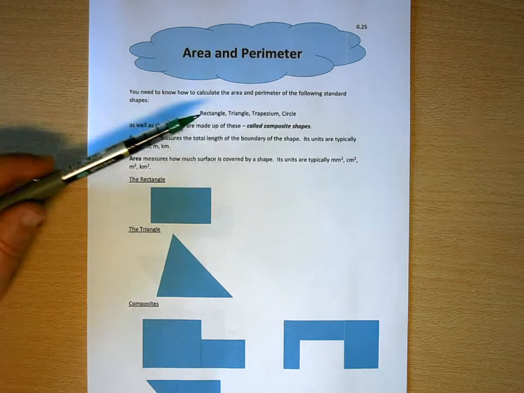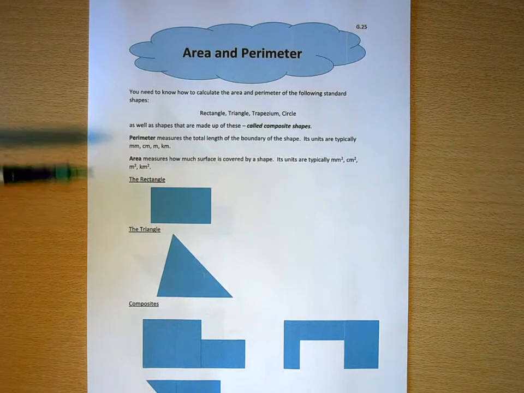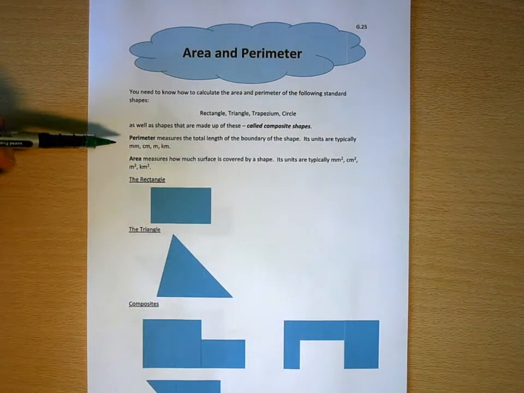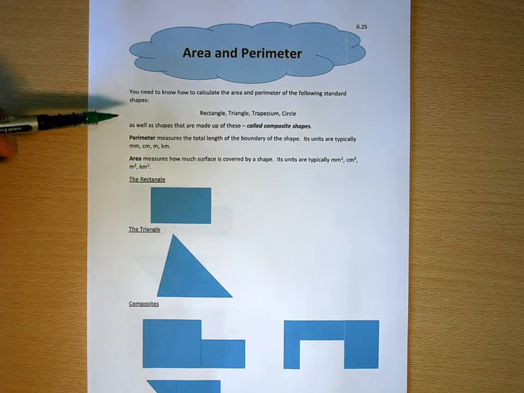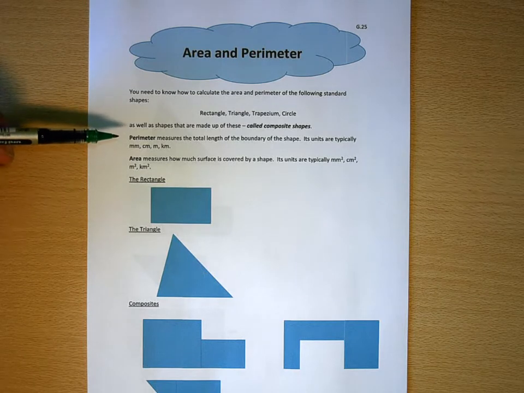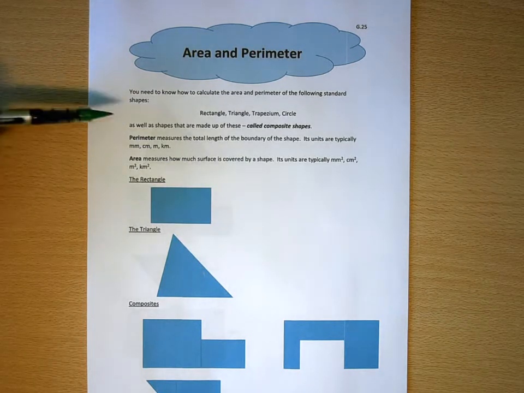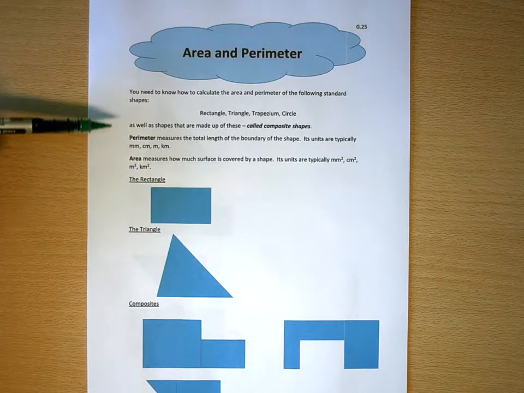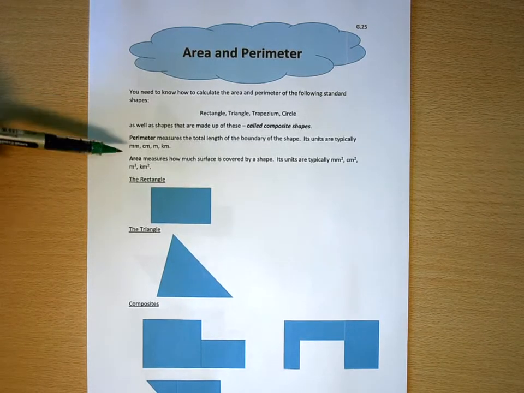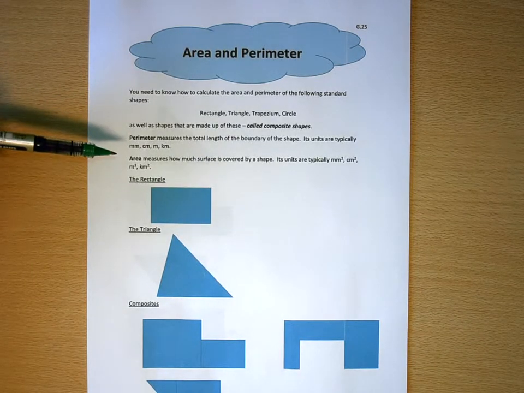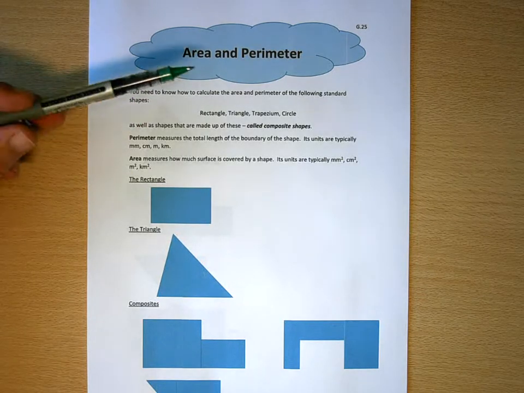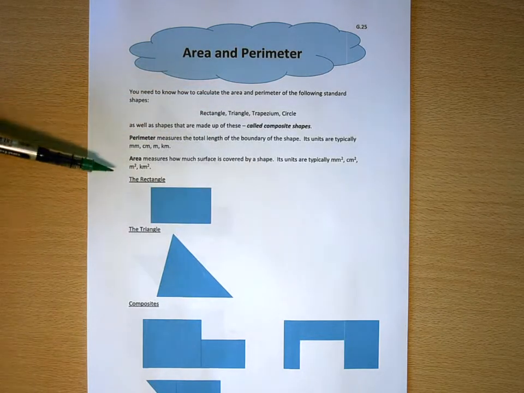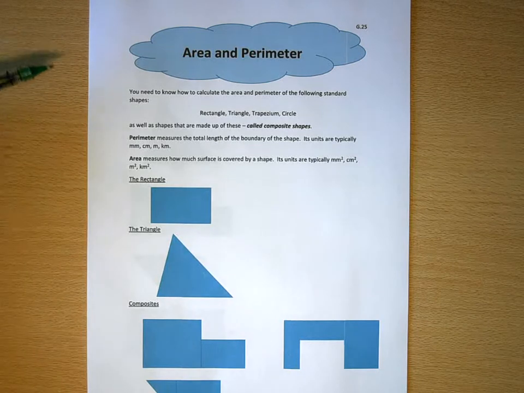standard shapes: so rectangles, triangles, trapezia and circles, as well as shapes that are made up of these, and these are called composite shapes. When we're talking about perimeter, we're talking about a length, so the total length around the boundary of a shape. Its metric units would typically be millimeters, centimeters, meters, kilometers and so on. So perimeter measures length, distance. Area measures how much surface is covered by a two-dimensional shape. And its units are typically squares, so millimeters squared, centimeters squared, meters squared, square kilometers and so on.